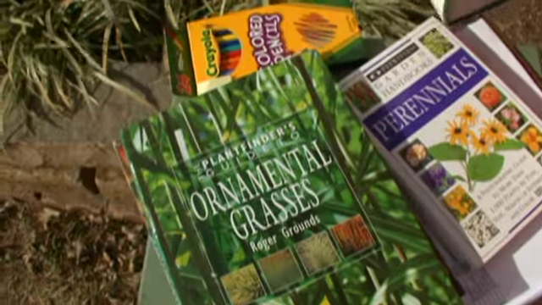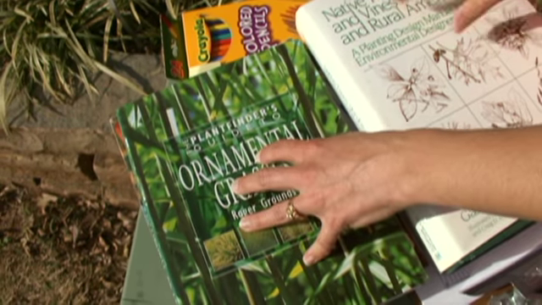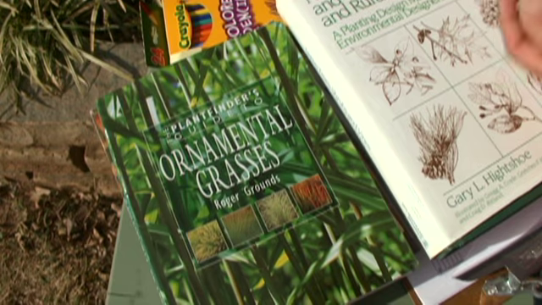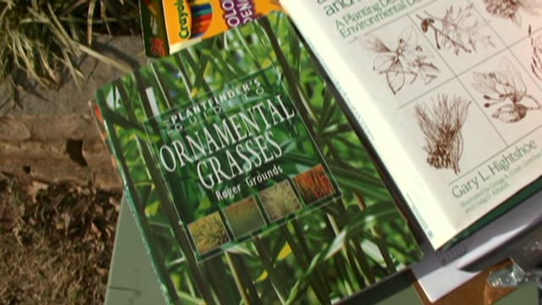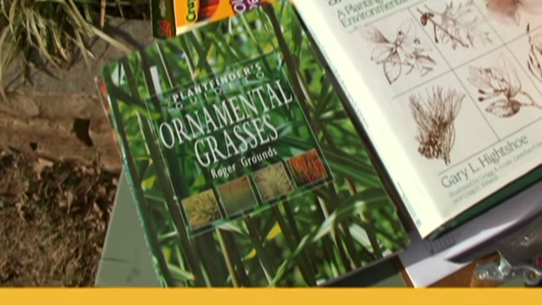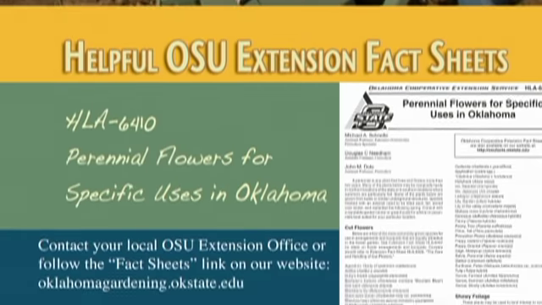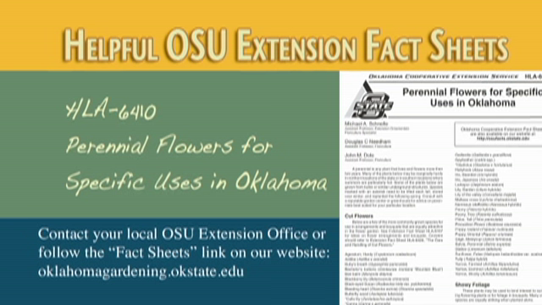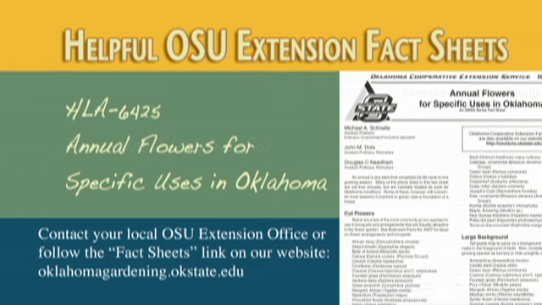And you might want to include some references on specific plant types because these will just help you in learning how to use different plant types more effectively in the landscape. OSU Extension also has a pair of fact sheets that can help you identify plants, specifically annuals and perennials, for different uses. These are fact sheets HLA 6410, perennial flowers for specific uses in Oklahoma, and fact sheet HLA 6425, annual flowers for specific uses in Oklahoma.